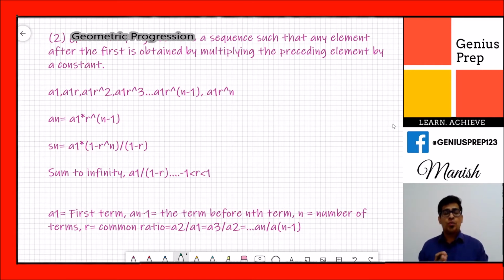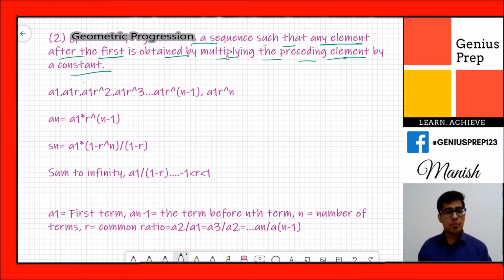Okay guys, so we are working on sequences. First we covered arithmetic progression. Now the second kind of sequence you will see is geometric progression. This is another kind of sequence. So what does it say? It is a sequence such that any element after the first is obtained by multiplying the preceding element by a constant. Okay, what does it mean?